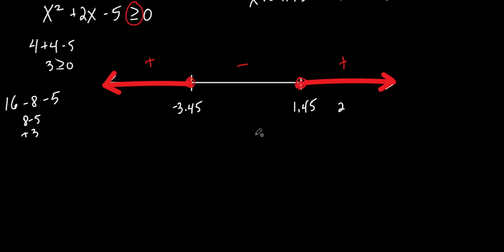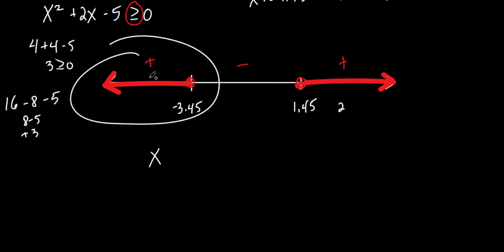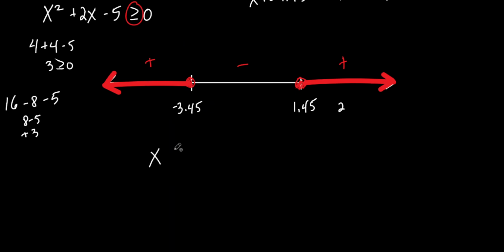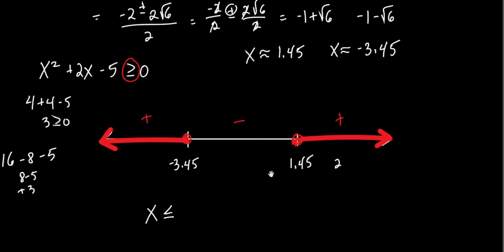Let's do it the way the book probably does it, with that inequality notation. So what would you say here? X is what? How would I write this? Is less than or equal to what? That negative 3.45. But let's write that as an exact answer. Remember what the exact answer was?